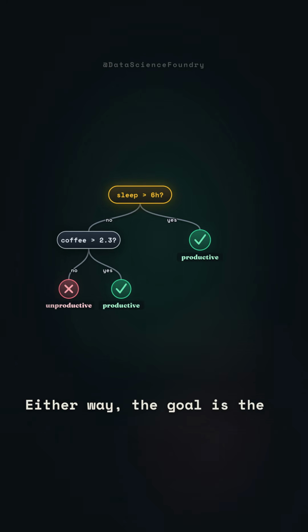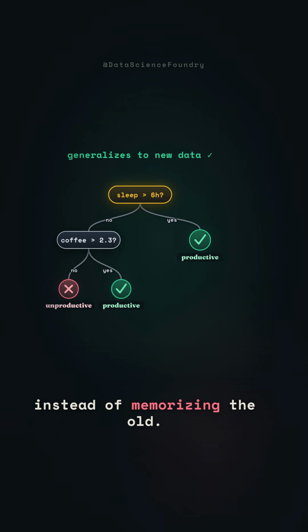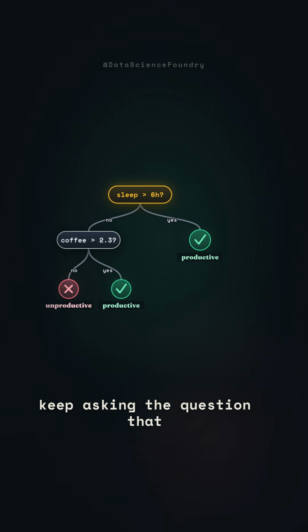Either way, the goal is the same: a simpler tree that generalizes to new data instead of memorizing the old. So the core idea is simple. Keep asking the question that best separates the data, then keep the tree simple enough to learn the pattern, not the noise.